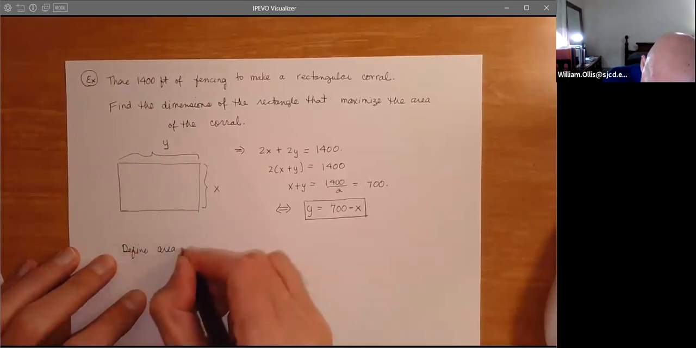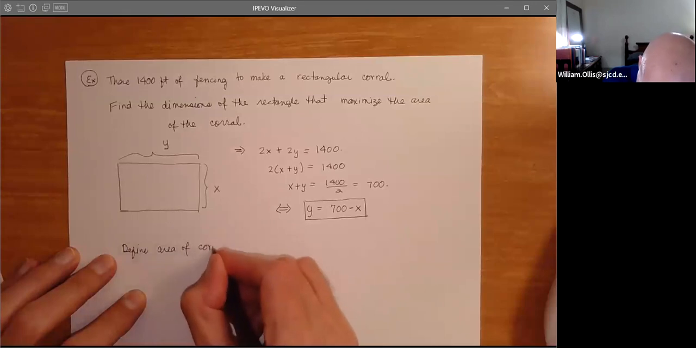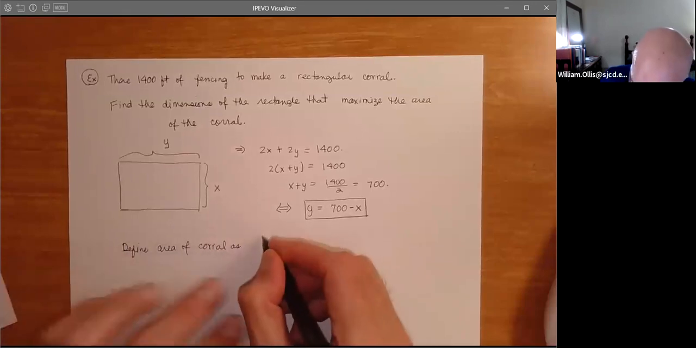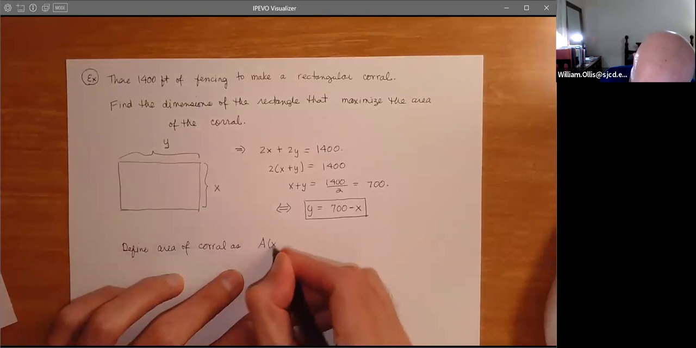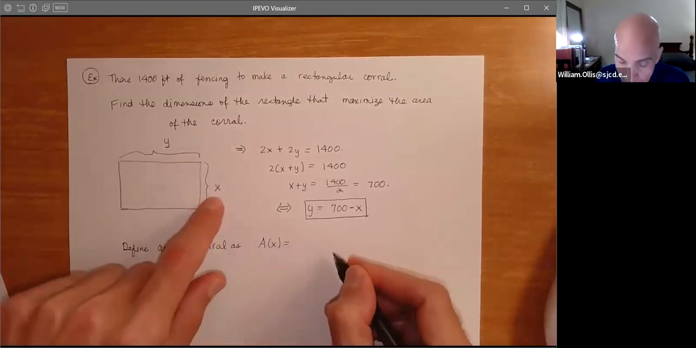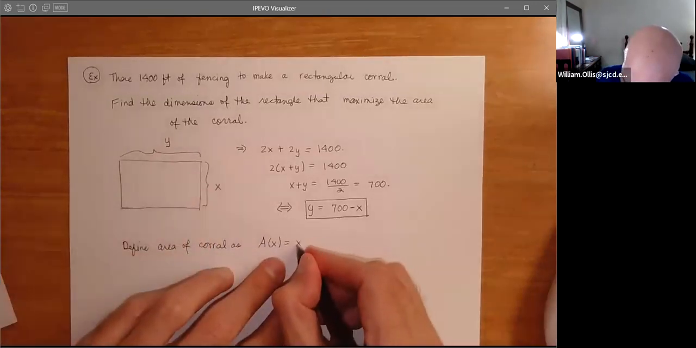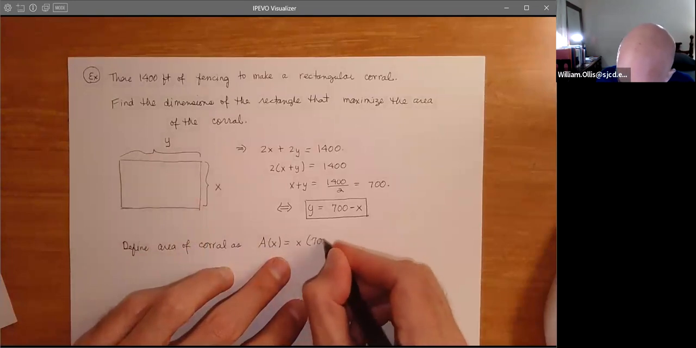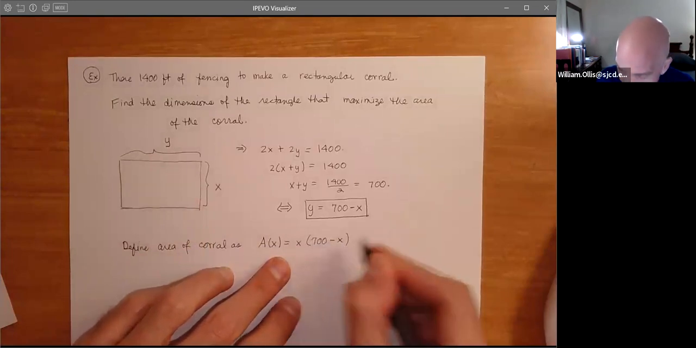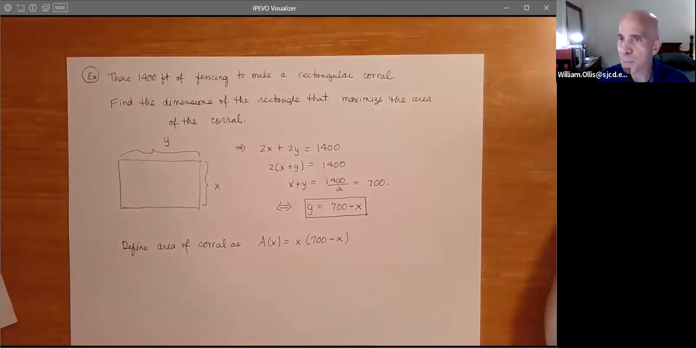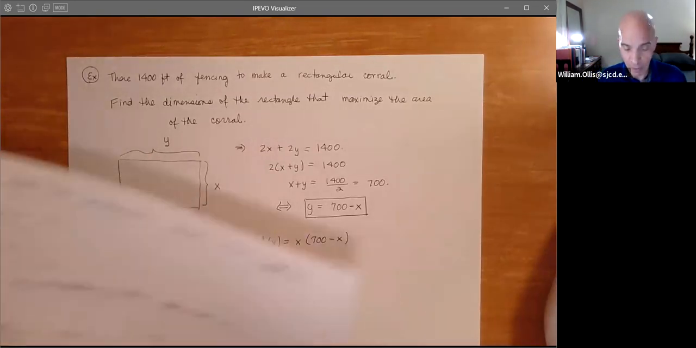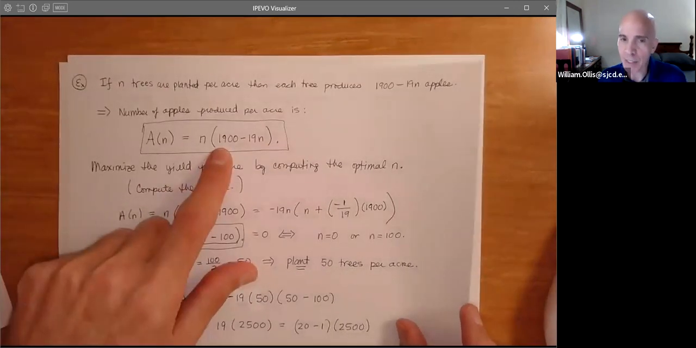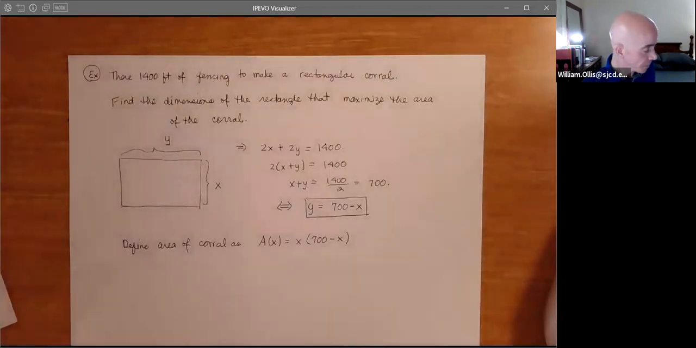But now we define the area of the corral as, if you like, A of x will just be length times width. So it'll be x times y, x times 700 minus x. And you're thinking, how simple is this? So when we think of the last problem, that's basically what we got here, but even easier.